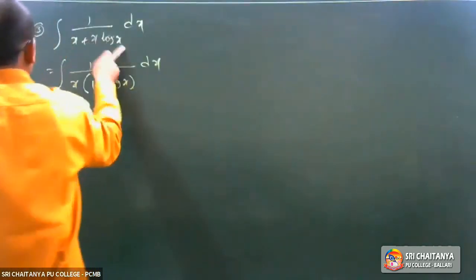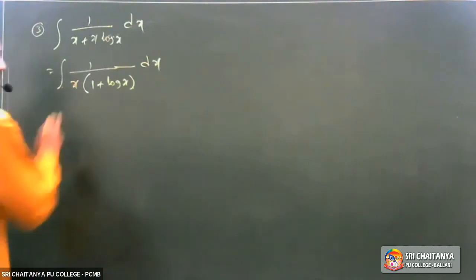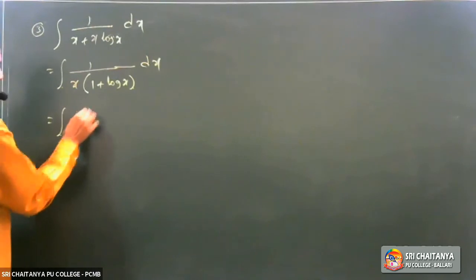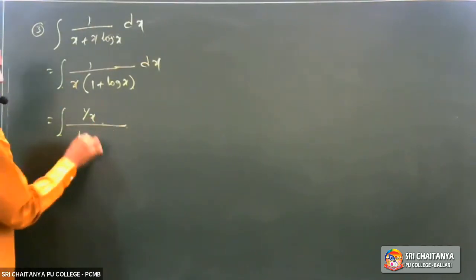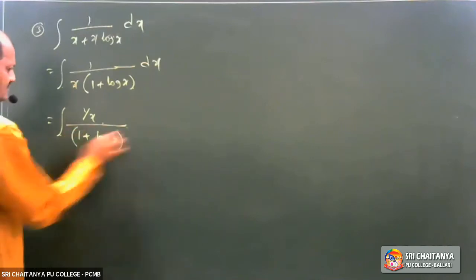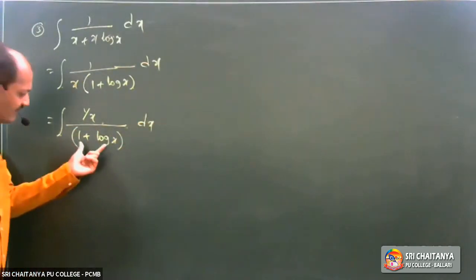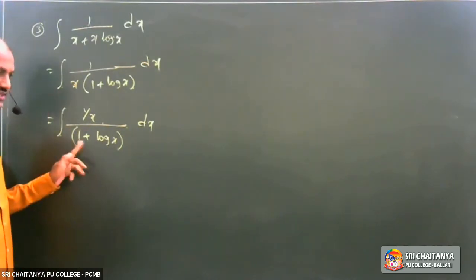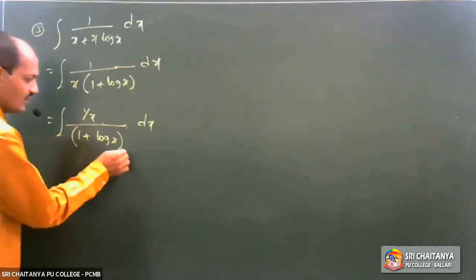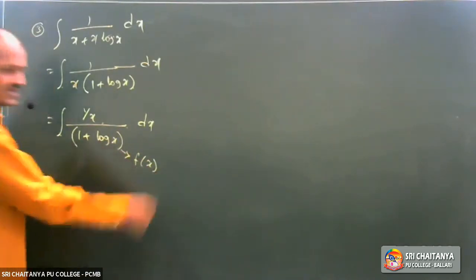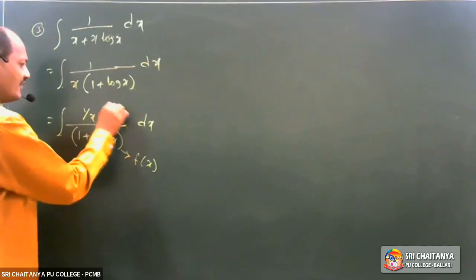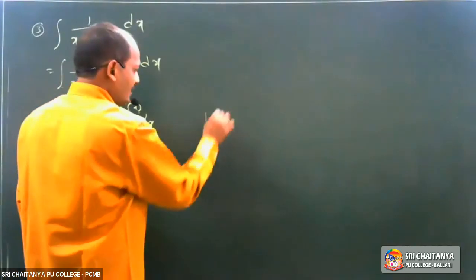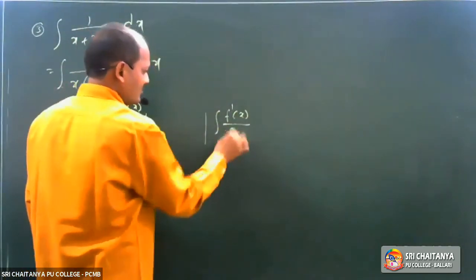1 by x plus x log x, that is x into 1 plus log x. It is the integral of 1 by x divided by 1 plus log x. Now, the derivative of 1 plus log x is 1 by x. The derivative of 1 is 0, the derivative of log x is 1 by x. Now, this denominator term we consider f of x. Its derivative is the numerator. So, integral of f dash of x by f of x.